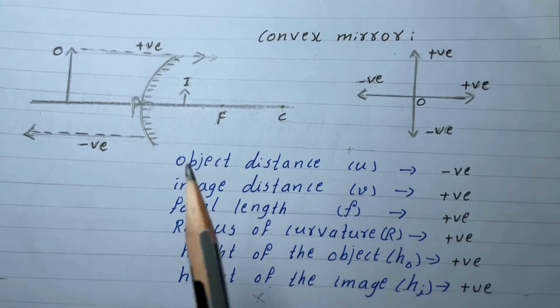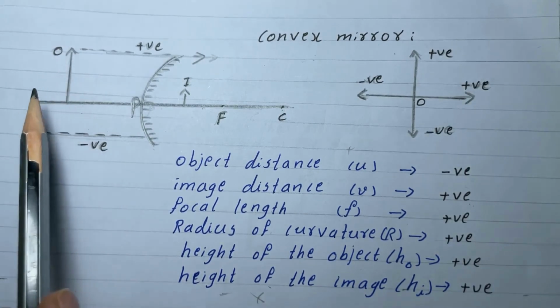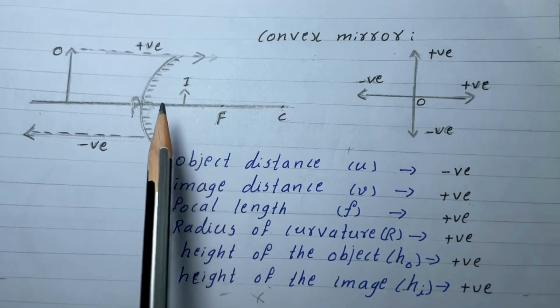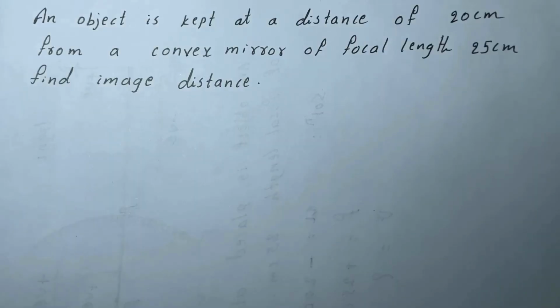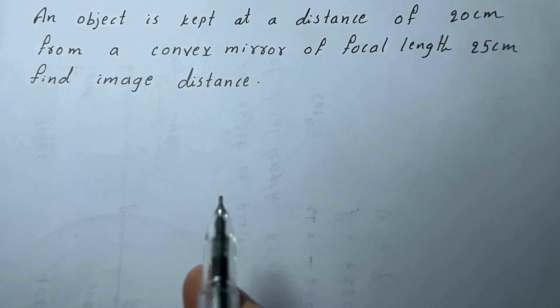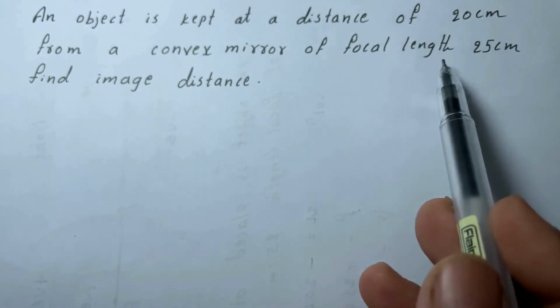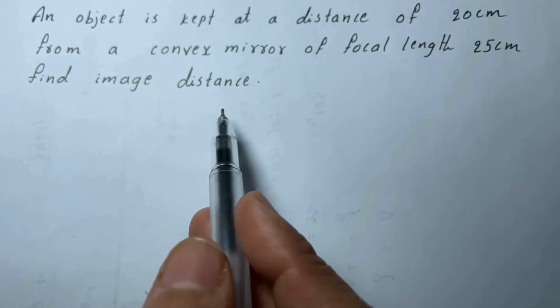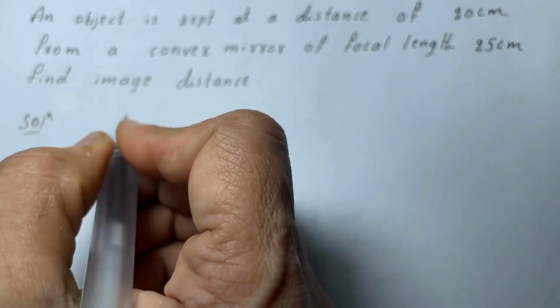And height of the object, one erect object which is kept on the principal axis, always positive, and it always forms one erect image, so that height of the image Hi also positive for a convex mirror. Based on this concept, let us solve one numerical now. An object is kept at distance of 20 centimeters from a convex mirror of focal length 25 centimeters. Find image distance. So, solution is, first write down the given data.